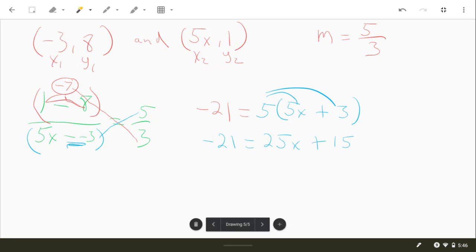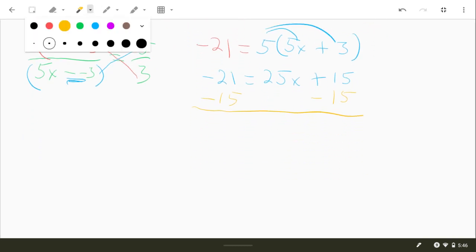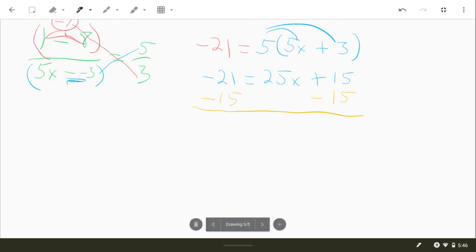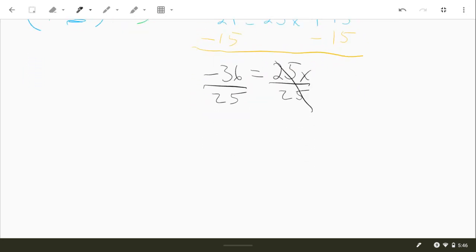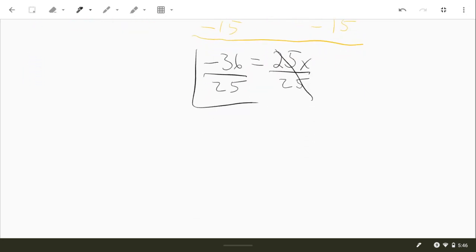All right. Subtract 15 from both sides. A little two-step equation here. Negative 21 minus 15 is negative 36, is equal to 25x. And then divide by 25. Divide by 25. Cancels. And this is our answer. x is equal to that.